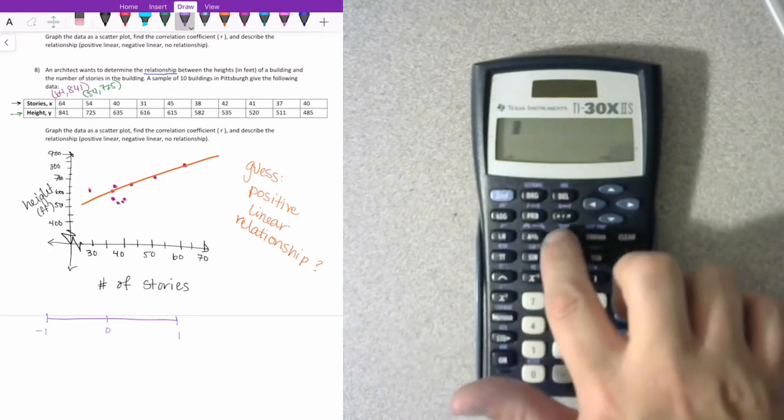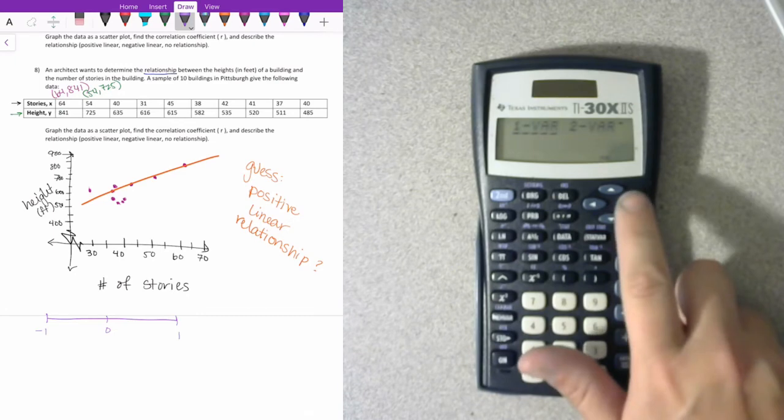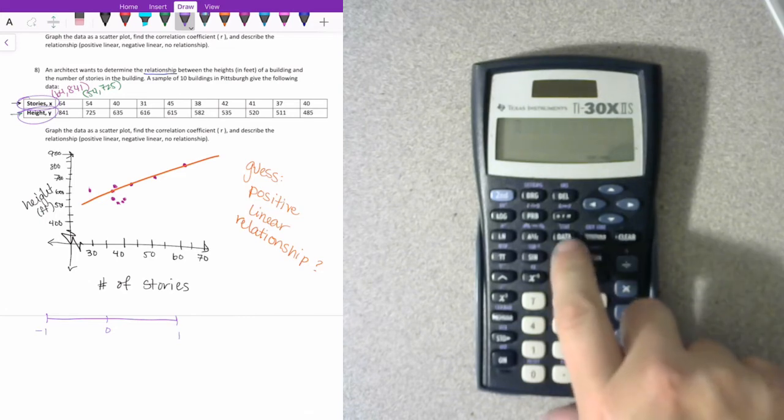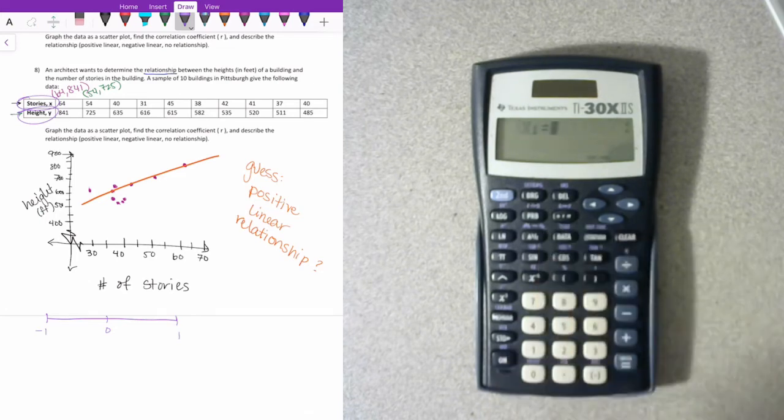So I'm going to go into my stat menu, which is right up here, second stat, and go to 2 variable statistics. We are dealing with 2 variables here, stories being one, height being the other. And we're comparing them. So once I select that, the screen goes away. Now I want to select data and input my data values.